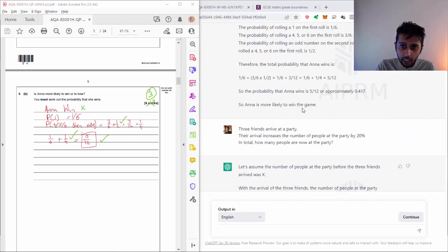So Anna is more likely to win, although her probability of winning was 5/12, which meant the probability of her losing was 7/12. So Anna is actually less likely to win the game than lose the game. So she's more likely to lose the game. So we lost a mark there.